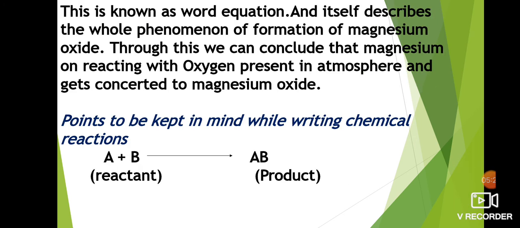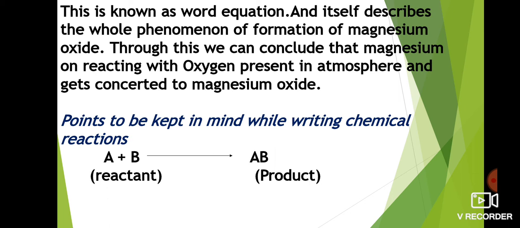We write the whole phenomenon in the form of equations. Understand? Magnesium reacts with oxygen, it forms a magnesium oxide. This is known as a word equation and itself describes the whole phenomenon of formation of magnesium oxide. Through this, we can conclude that magnesium on reacting with oxygen present in atmosphere gets converted into magnesium oxide. Magnesium itself forms magnesium oxide when it is exposed to atmosphere.